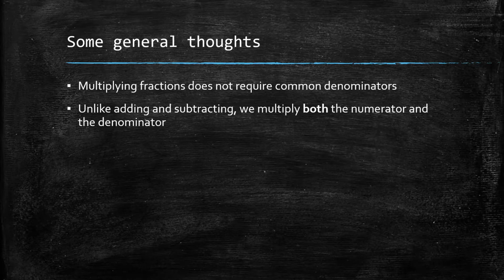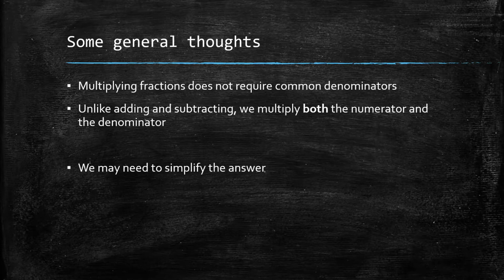But unlike adding and subtracting, we multiply both the numerator and the denominator. So remember, when we add or subtract, we are only dealing with the numerator. We're adding the two numbers in the numerator, or subtracting the two numbers in the numerator, but we're keeping that denominator the same. With multiplication, we have to do both. We multiply straight across the numerator and we multiply straight across the denominator.